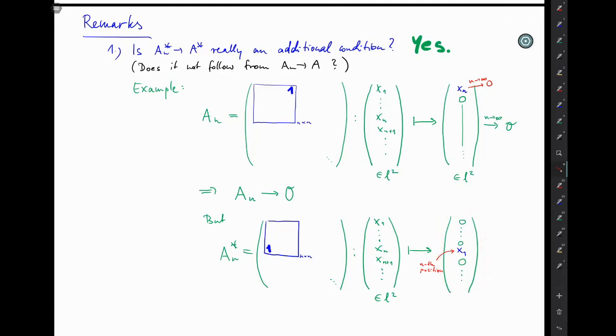It's not a Cauchy sequence in L2. The distance between two arbitrary such vectors doesn't go to 0. So this sequence does not converge. And hence the operator sequence A_n star does not converge strongly. In particular, it does not converge to the adjoint of this limit here. Okay, that was remark 1.